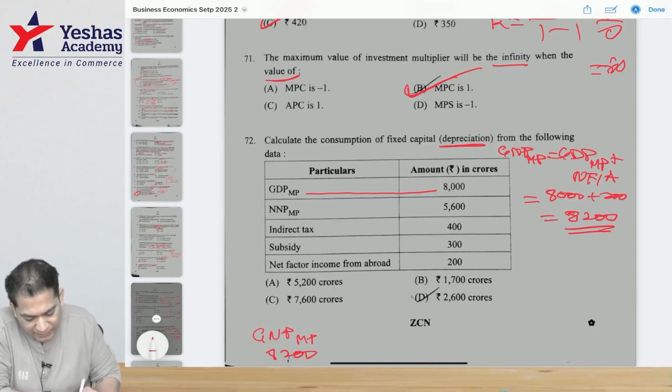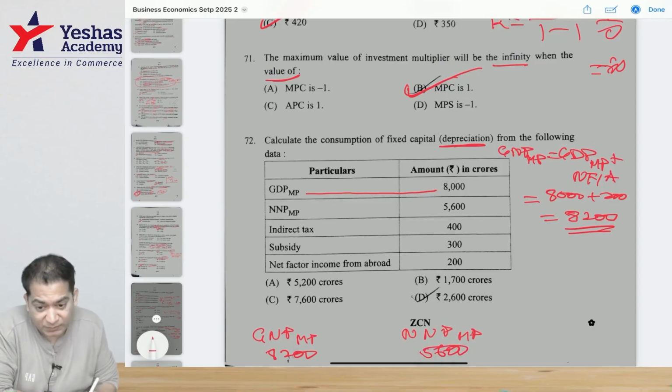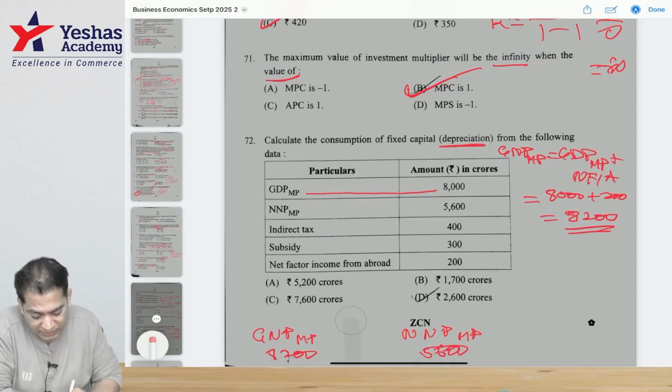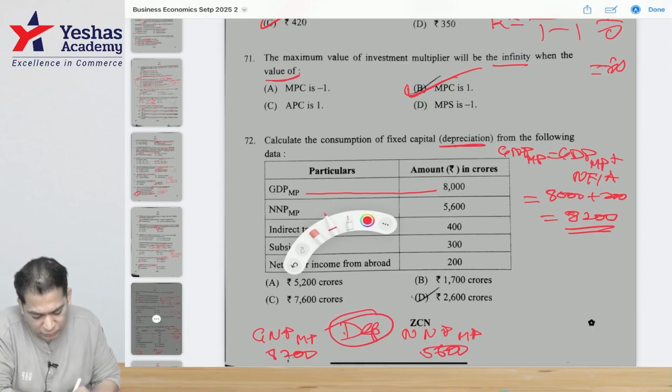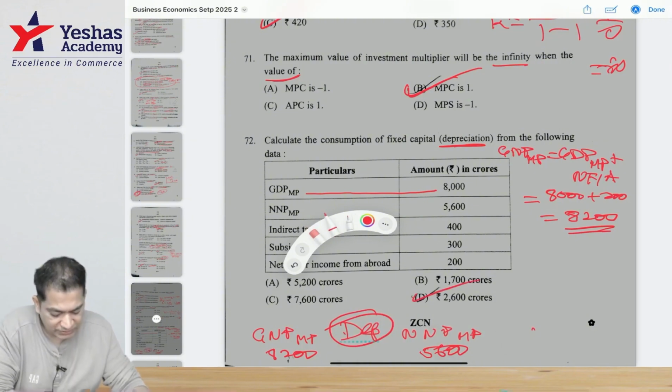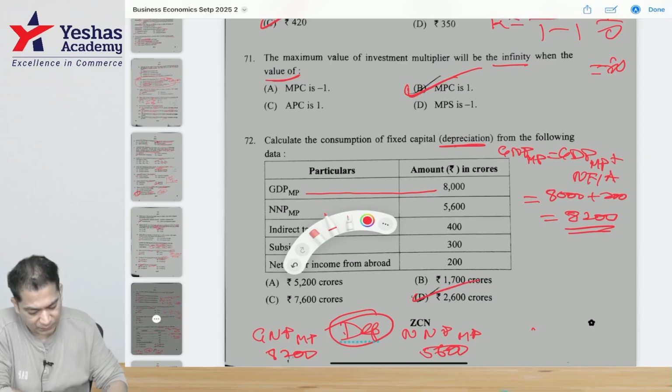And we know that if we have got GNP at market price, that is 8,200, and they've given NNP. NNP at market price is 5,600. So the difference between gross national product and net national product is what? Due to depreciation. Is due to depreciation. So the difference between them will be your answer, that is 2,600.